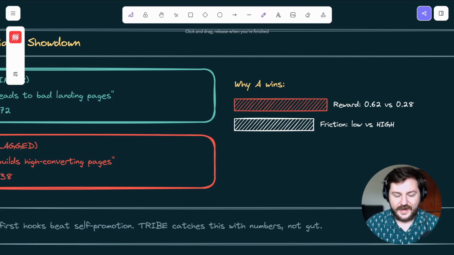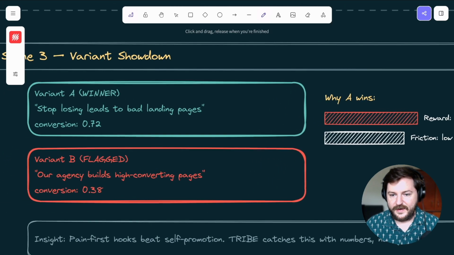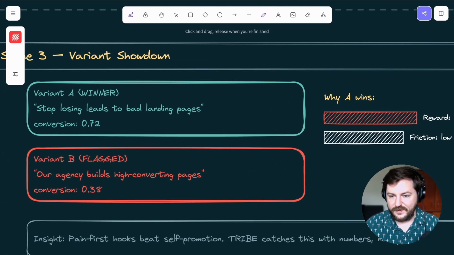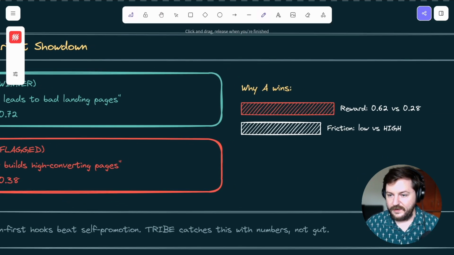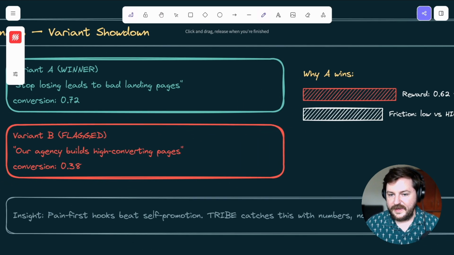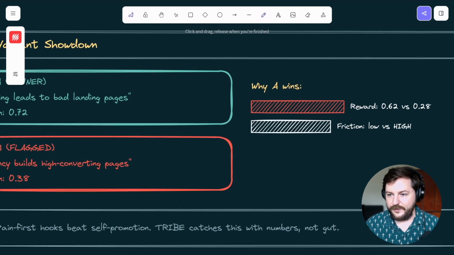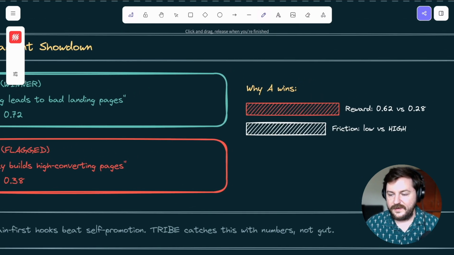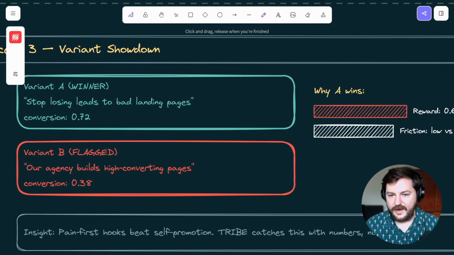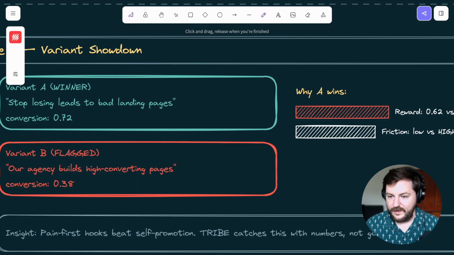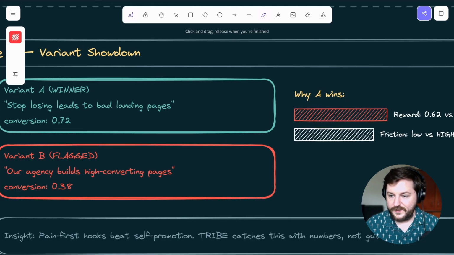I should have put together the initial prompt before I was going into this, but like your initial input or the graded input was our agency builds high converting pages. Bear with me, folks, as I'm still building out content pipelines, but basically that's scored on the reward scale, 0.28, not very great. And then friction was a lot lower for the variant A and variant B based on Tribe's prescribed output.